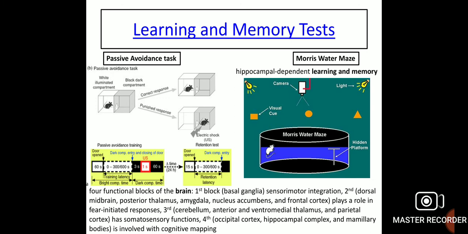There are four functional blocks of the brain. The first block is the basal ganglia, which is related to sensory motor integration. The second is the dorsal midbrain, posterior thalamus, amygdala, nucleus accumbens, and frontal cortex, which plays a role in fear initiated responses. The third is the cerebellum, anterior and ventromedial thalamus, and parietal cortex, which has somatosensory functions. The fourth is the occipital cortex, hippocampal complex, and mammillary bodies, which are involved with cognitive and mapping.